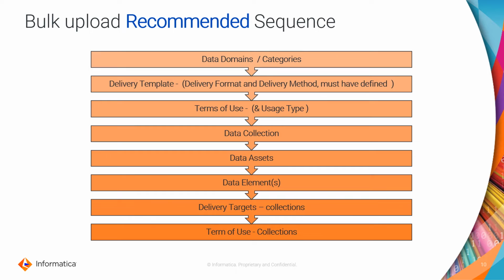As mentioned earlier, this is the recommended sequence for creating contents in CDMP. Though it is not mandatory, there are some dependencies which should be considered while uploading bulk data templates. First, define data domains or categories, such as sales, HR, marketing, etc. Or geographical segregation of the global data can also be a good example. After defining domains or categories, create a delivery template. A delivery template contains the format and method of delivery for data collection. Both format and method must be defined before the delivery template.